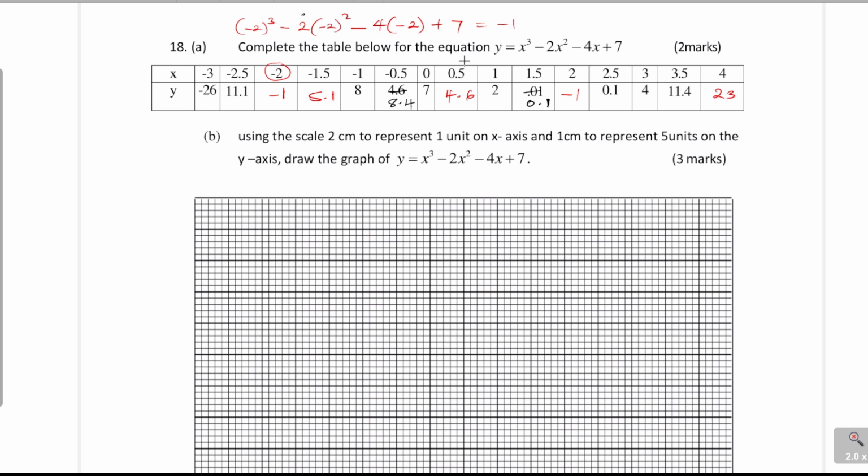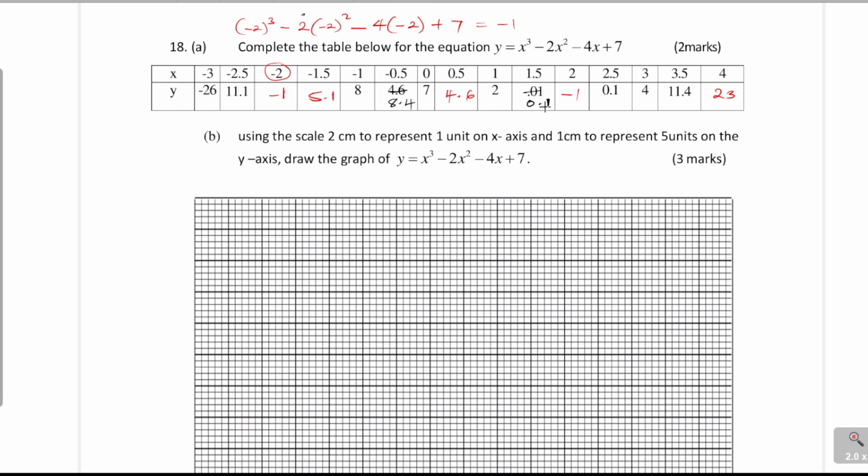Just fill everything carefully. Remember to put the brackets the way I've put the brackets there in the calculator, and everything will be okay. Round off these y values correct to one decimal place, because that is the only way you'll be able to plot these values. That is how you're supposed to do that part, 2 marks.